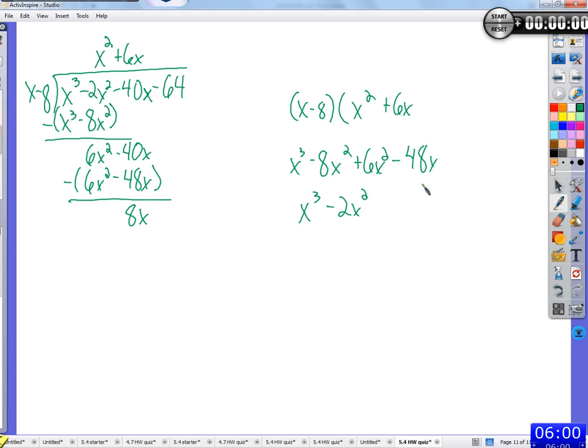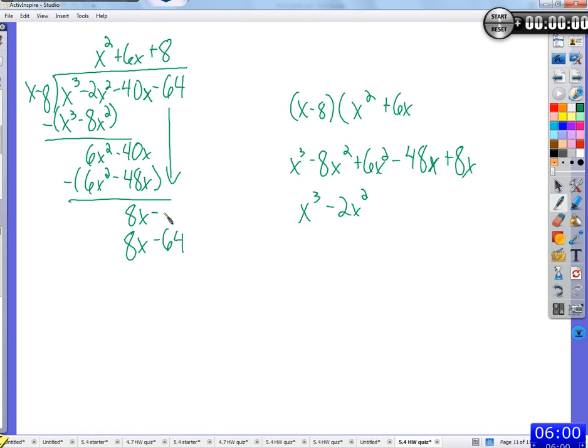That's not what we want. What we just found is that if we were to add 8x, that would get us back to negative 40x like we want. So what are we going to put here so that when we multiply it by x we get 8x? Plus 8. 8 times x is 8x. Perfect. 8 times negative 8 is negative 64.